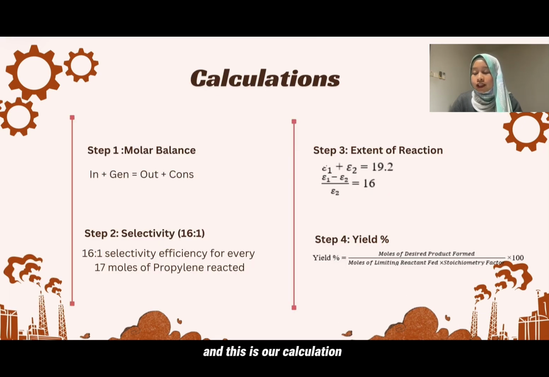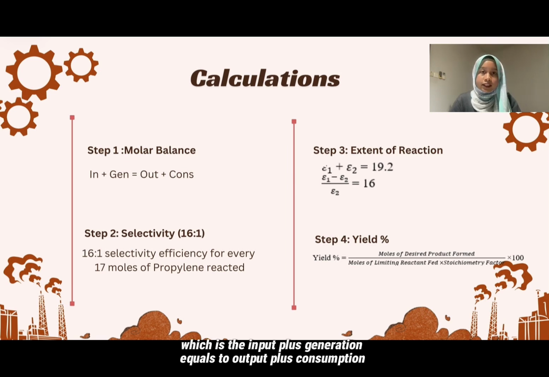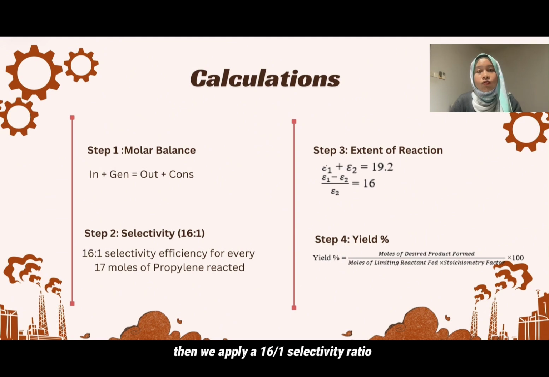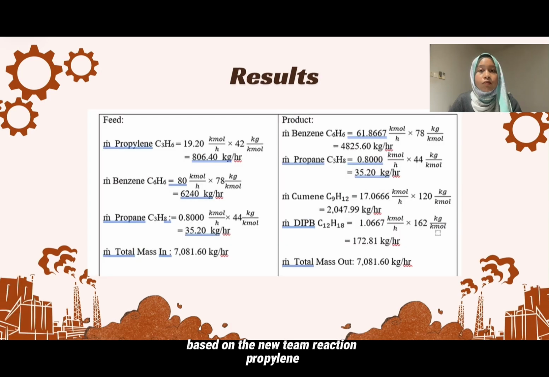And this is our calculation. The first step is the molar balance, which is input plus generation equals output plus consumption. Then we apply a 16:1 selectivity ratio using the extent of reaction method for step 3. And the fourth is finding the yield. This resulted in a cumene yield of 88.89% based on the limiting reactant propylene.